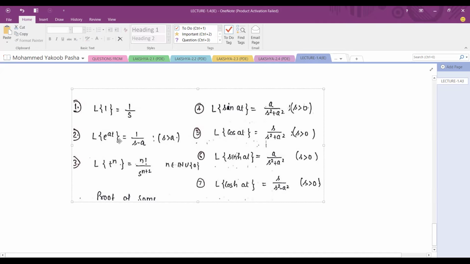Laplacian of e power at is equal to 1 by s minus a. Laplacian of t power n is n factorial by s power n plus 1. That means Laplacian of t is equal to 1 by s square. Laplacian of t square is equal to 2 factorial by s cube, like that. Laplacian of sin at is equal to a by s square plus a square. That means Laplacian of sin t is 1 by s square plus 1. Laplacian of cos t is s by s square plus a square. Cos t means s by s square plus 1.